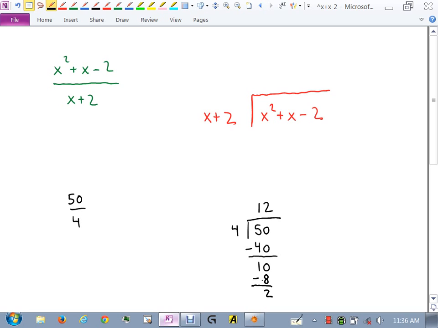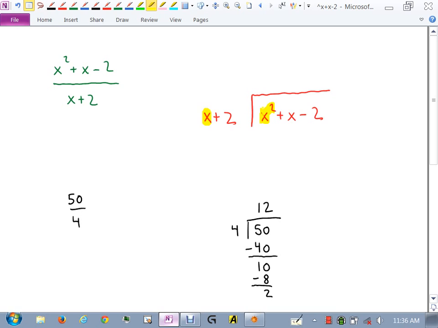Does that look kind of familiar? Maybe you did it a different way. But the most important thing is the process. We put the numerator in the division box, the denominator outside, and then we asked ourselves, what do I multiply this by to get something here, right? Up here, what we do with long division is we focus all of our attention on the x.